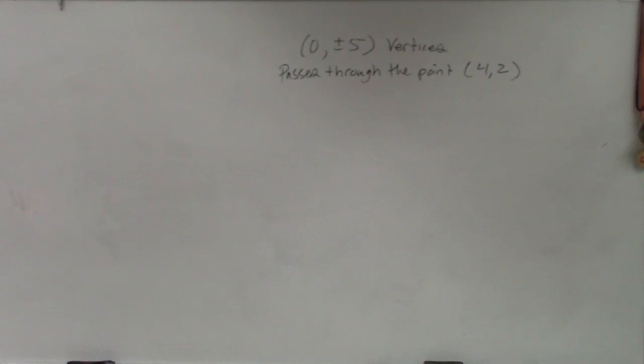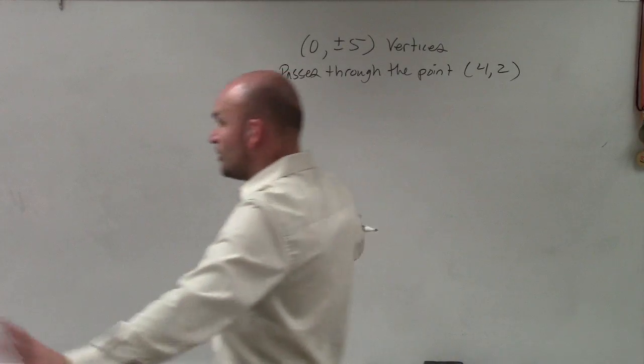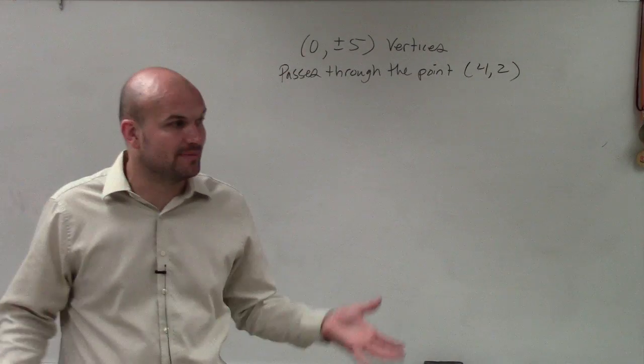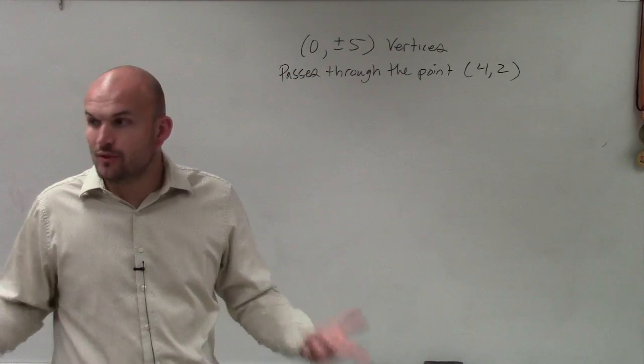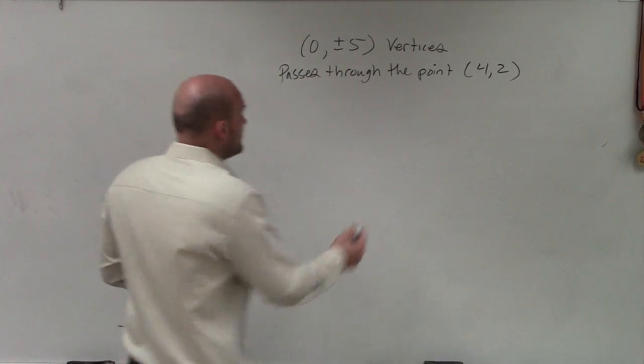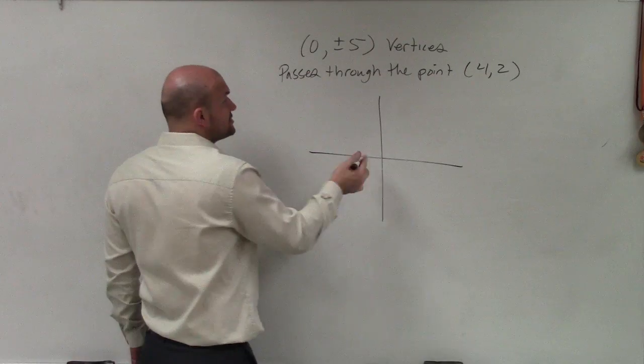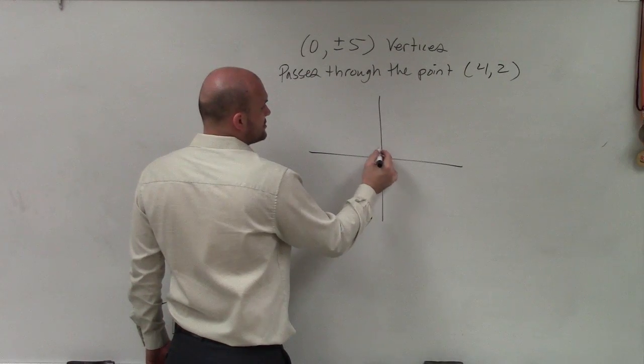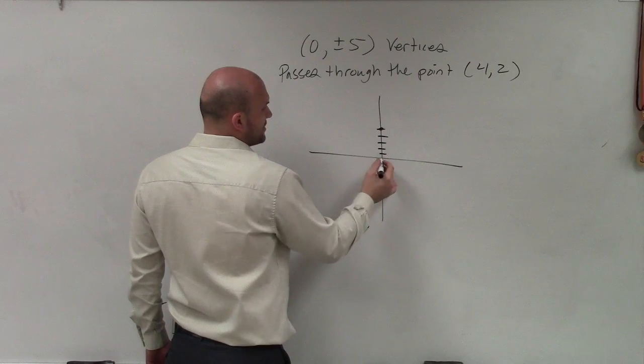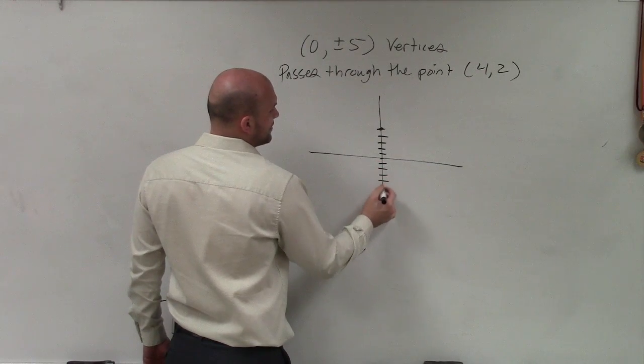OK, so on this one, again, before I do anything, I have to be able to determine what type of equation I am going to be dealing with. So let's plot the information that we have. It says my vertices are (0, 5) and (0, -5). 0, 1, 2, 3, 4, 5. 0, negative 5. 1, 2, 3, 4, 5.